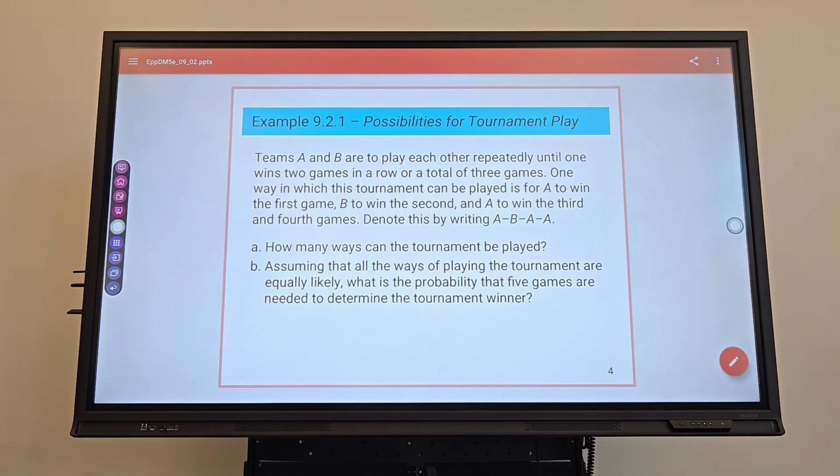Teams A and B are to play each other repeatedly until one wins 2 games in a row, or a total of 3 games. One way in which this tournament can be played is for A to win the first game, B to win the second game, and A to win the third and fourth games, denoted by this here. How many ways can the tournament be played? Assuming that all the ways of playing the tournament are equally likely, what is the probability that 5 games are needed to determine the tournament winner?